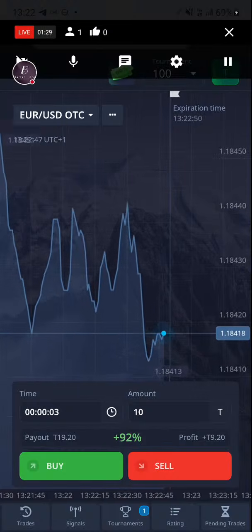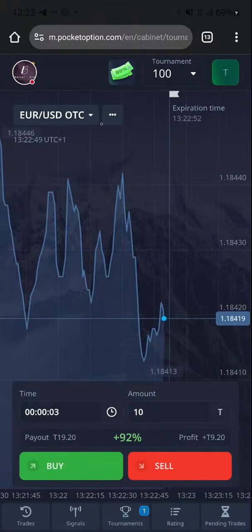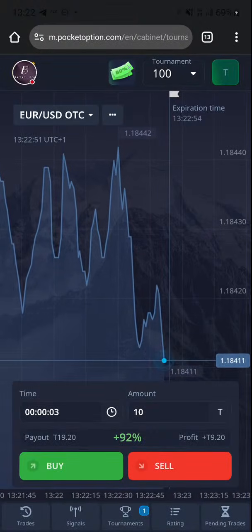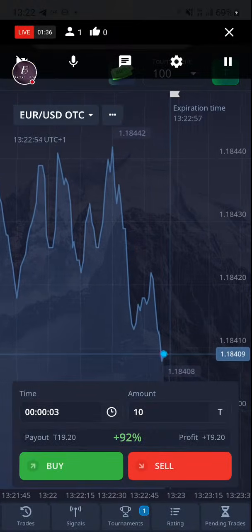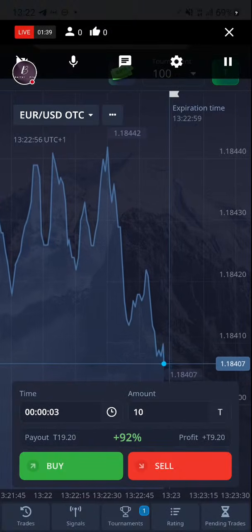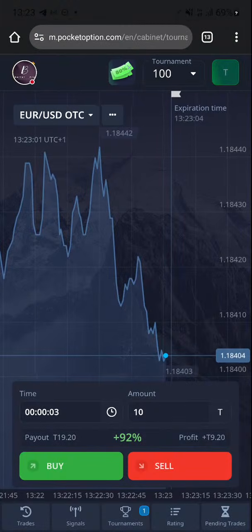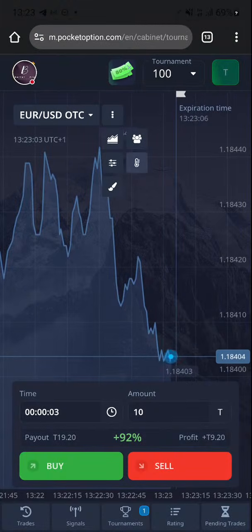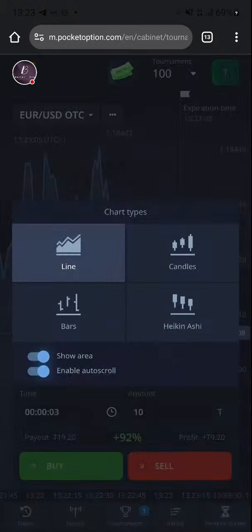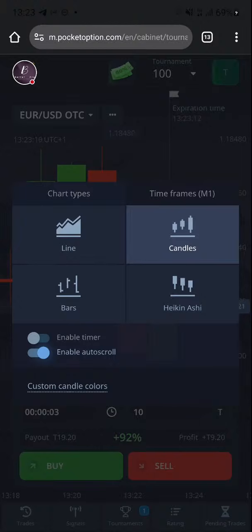Now, I'm going to be going through the setup quickly, so that we can just run with the setup very sharply. So over here right now, the first thing we're going to do is click on this menu here. I'll click on the chart type. The chart type we'll be using is the candlestick chart type, the candles. Then we would enable this timer down here and disable auto scroll down here. Those are the first steps we need to do.